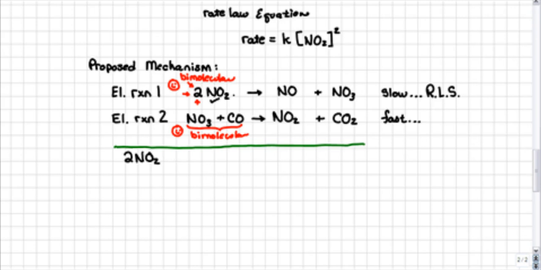Now, that's the only reactant from elementary reaction number 1, but elementary reaction number 2 has the nitrogen trioxide that I need to account for, as well as the carbon monoxide that appears also as a reactant, and I'll check those off as well. That's it for the reactants. We can then move on to the products, and the products coming from elementary reaction number 1, we have NO and NO3. Okay, check those off. And we have NO2, and we have CO2.